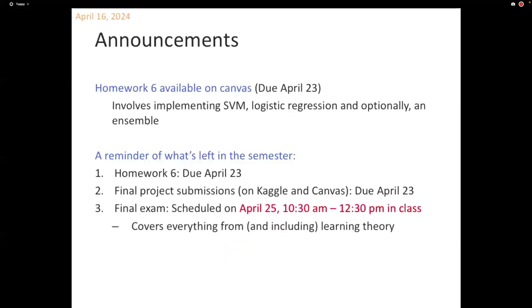After that announcement, there's a homework. Homework 6 is due next Tuesday, which also happens to be the last lecture. And on that day, you'll have a homework and your project submissions due. But just as a reminder, the project window is open till the end of the exam period.